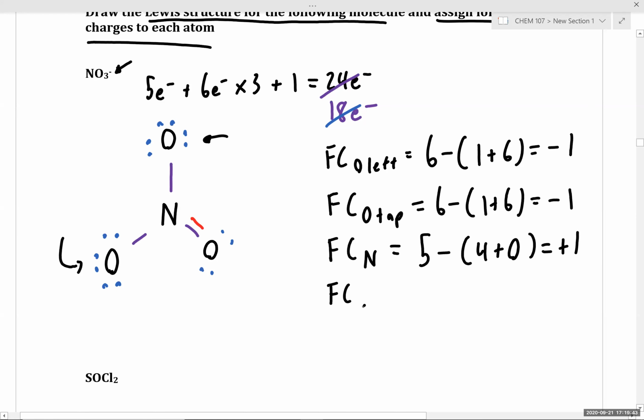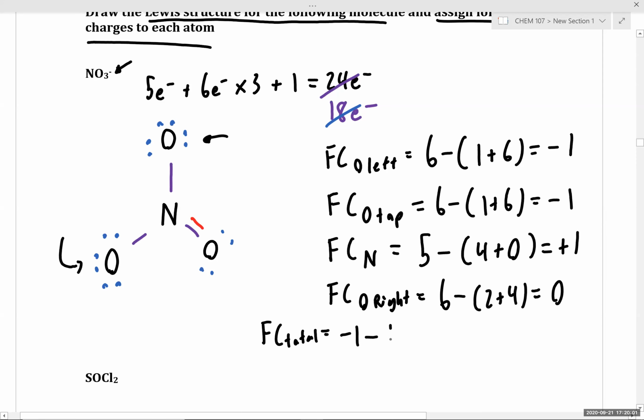Finally, the formal charge of the oxygen on the right. We've seen this before. We have a group number of 6. We have 2 bonds and 4 lone pair electrons, giving us a formal charge of 0. Our total formal charge then becomes -1 - 1 + 1, which is equal to -1, which matches the overall charge of this molecule, known as the nitrate anion.